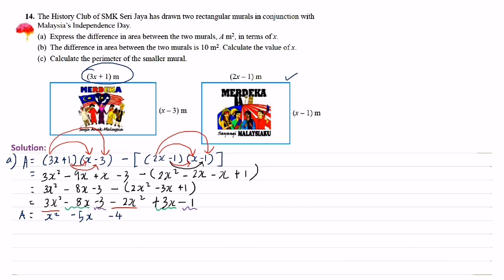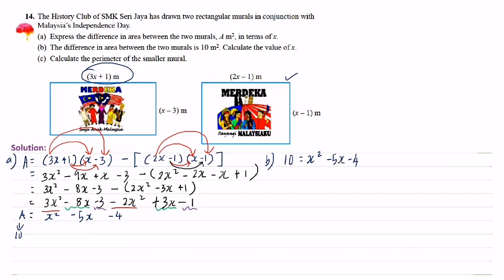Now B. The difference in area between two mirrors is 10 meters squared. Calculate the value of S. Okay, means A equals 10. Okay, so now we answer B. 10 equals S squared minus 5S minus 4.